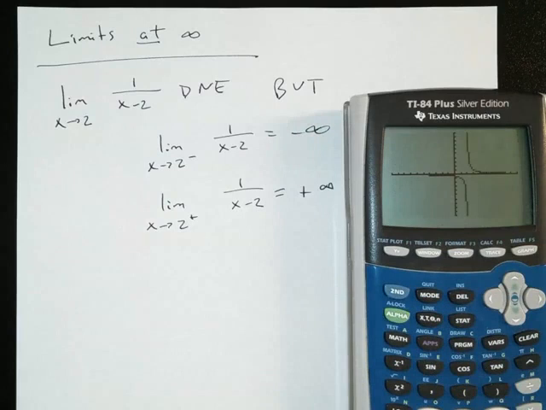There's my negative infinity from the left, my positive infinity from the right. As I go to 2, I move away from 2. What's happening to my y values here? Getting closer to 0.